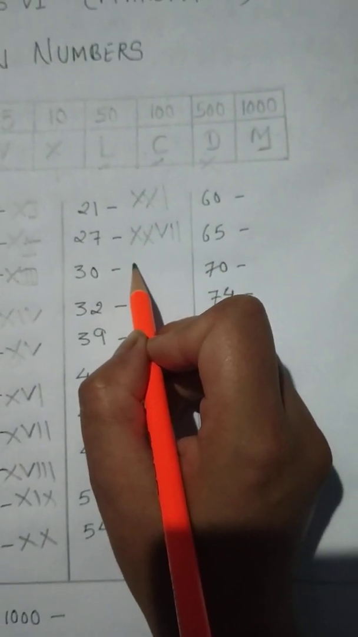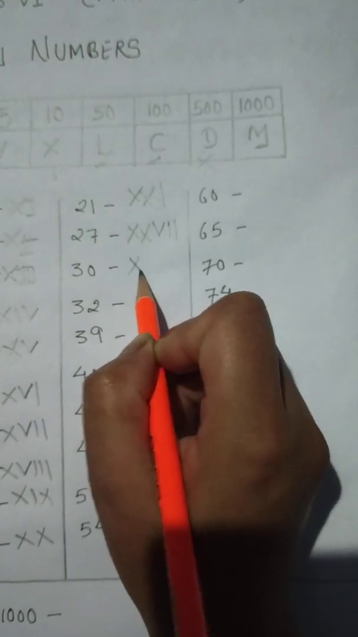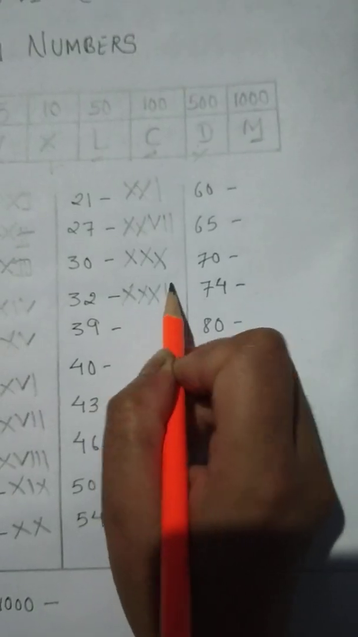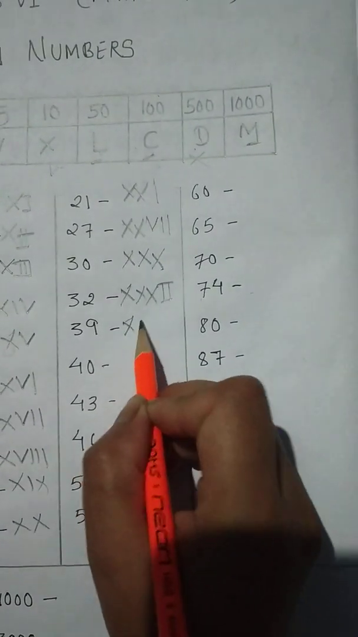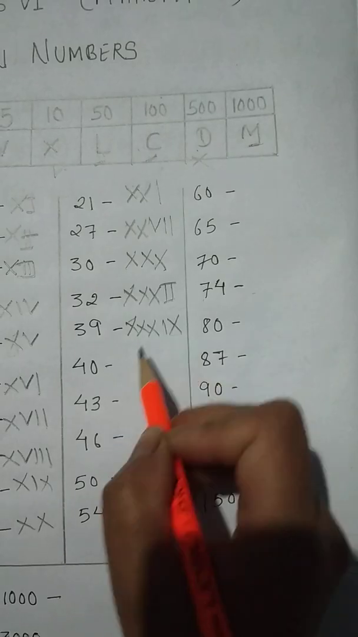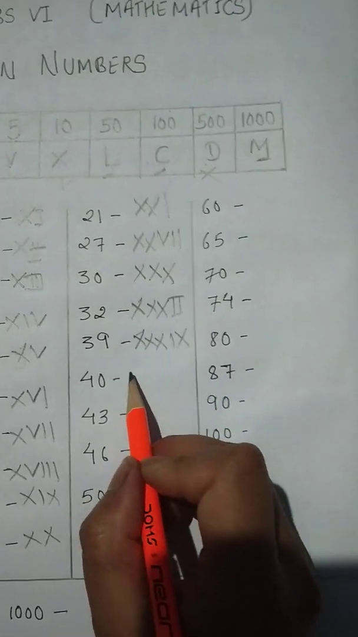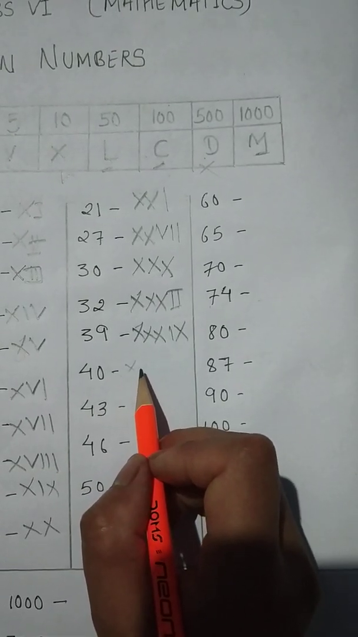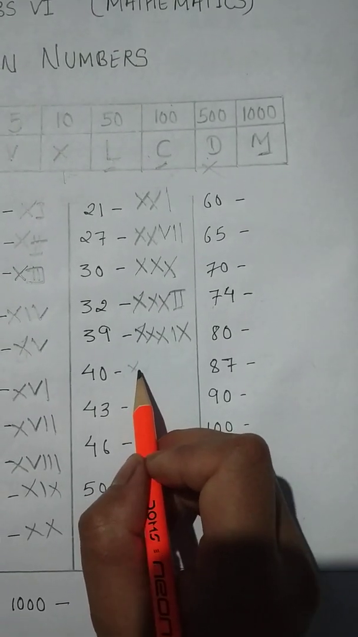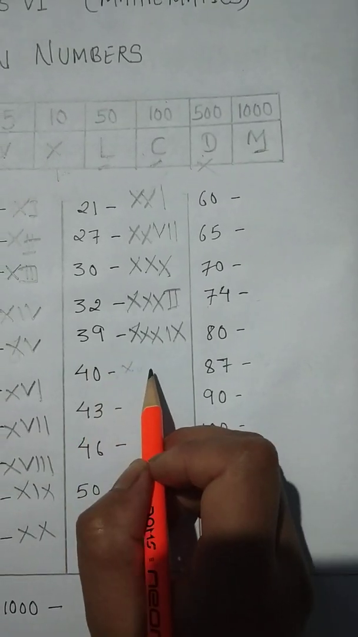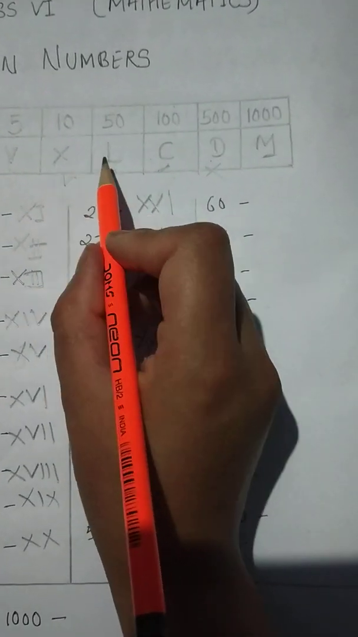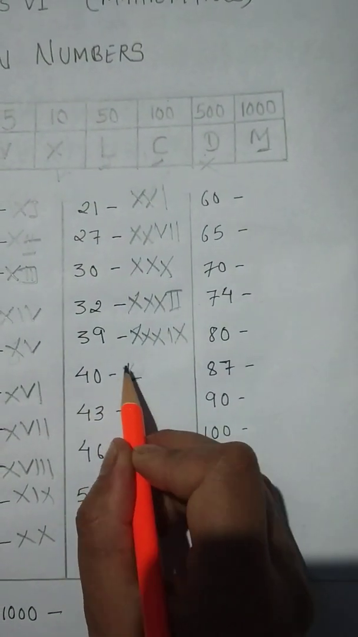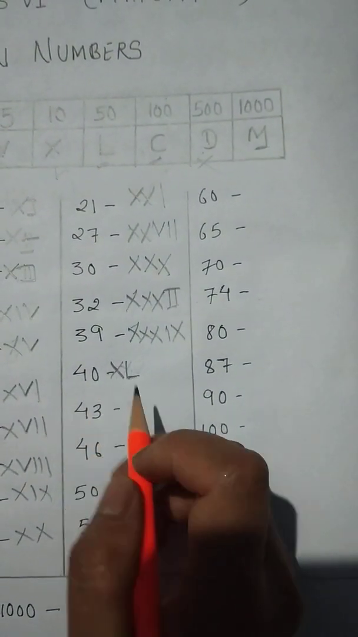30, there is no particular symbol for 30, so we'll write XXX. 32, XXXII. 39, XXX and 9. For 40, we don't have such a symbol, and we cannot write X four times for 40, which will be wrong. This will be against the rule. That is why we have to go to the next symbol. That is, after X, L comes. So L is 50. Now if you write 50 and subtract 10 from 50, you will get 40.